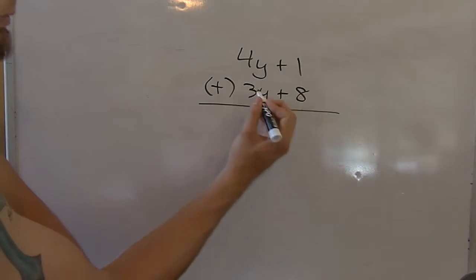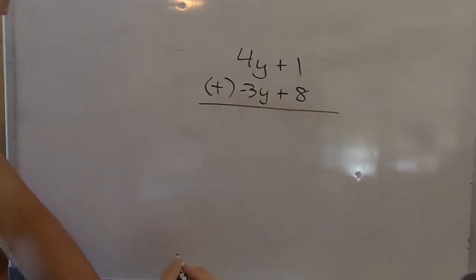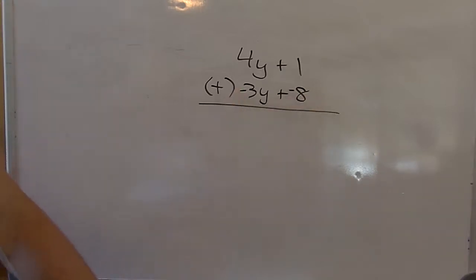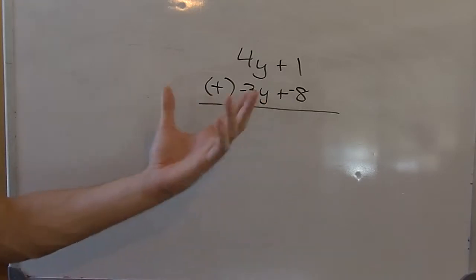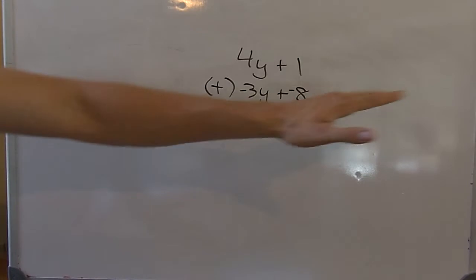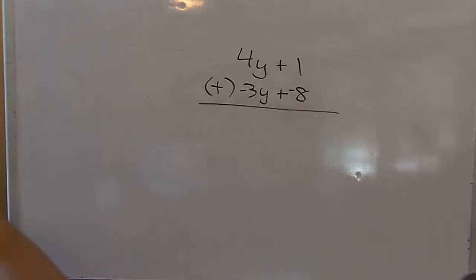So the positive 3y becomes a negative 3y, and the positive 8 becomes a negative 8. Because the whole polynomial, remember, represents one number, and in order to effectively and accurately change the sign of that number that the polynomial represents, you have to change the sign of every single term in the polynomial. So all your positives turn to negatives, and all your negatives turn to positives.